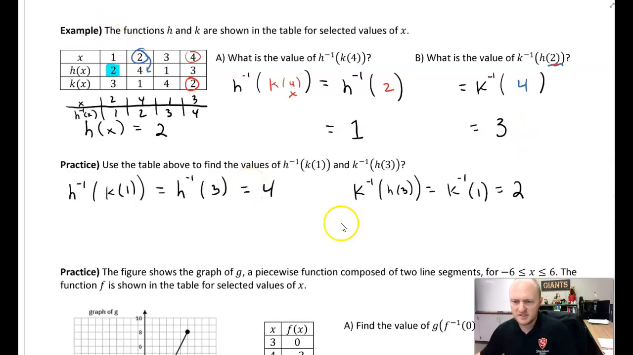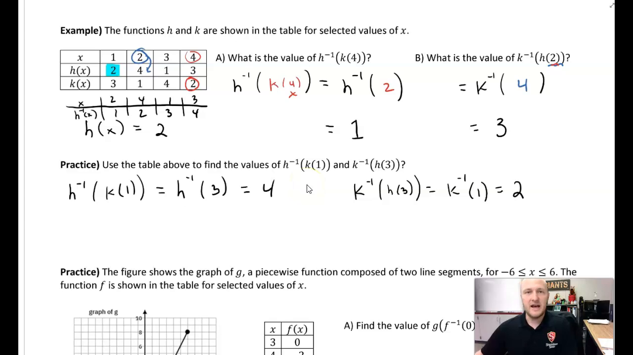All right, hopefully you paused the video. Here are the solutions. h inverse of k of 1: well, k of 1 is equal to 3, and h inverse of 3, that's when our h value is 3, gives us 4. So the first part is 4.